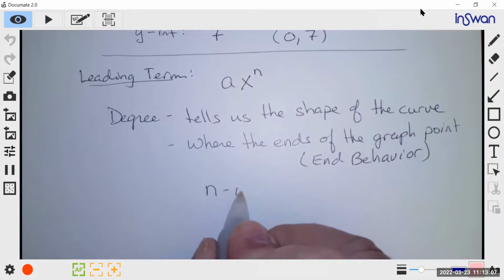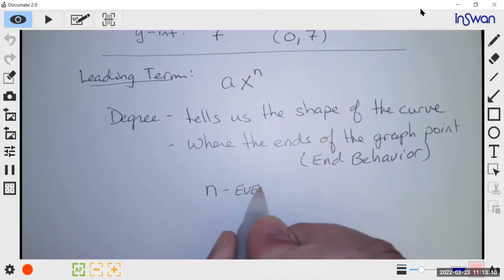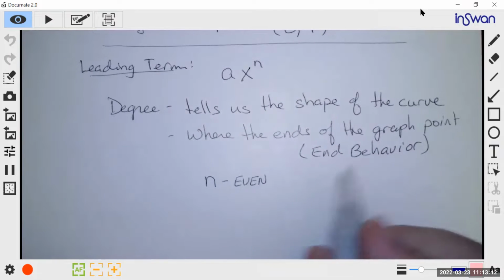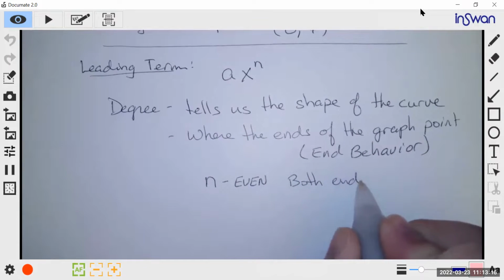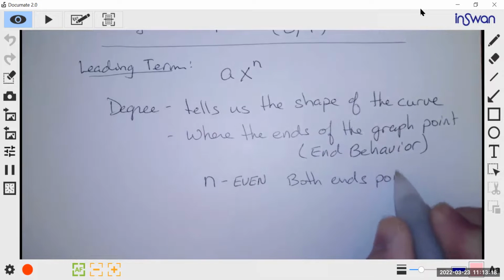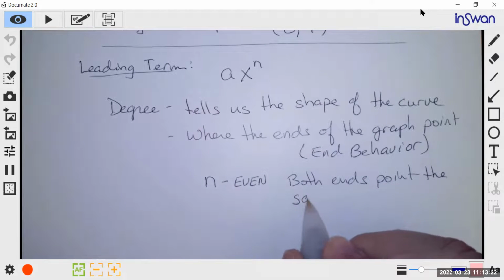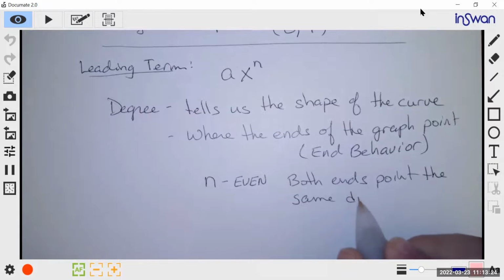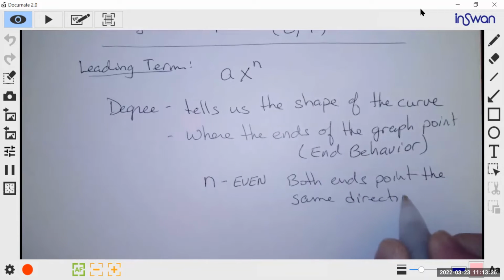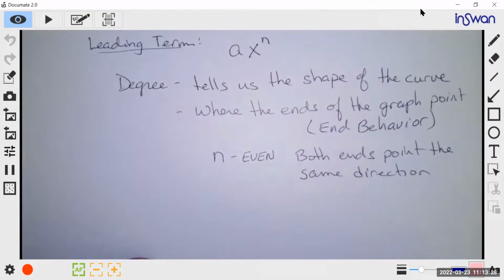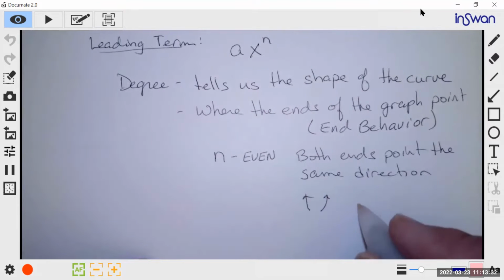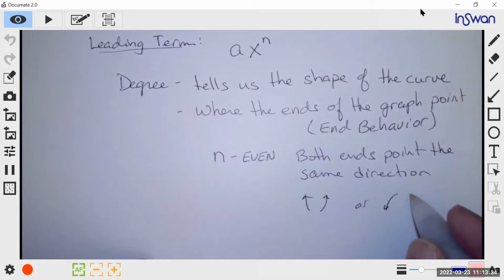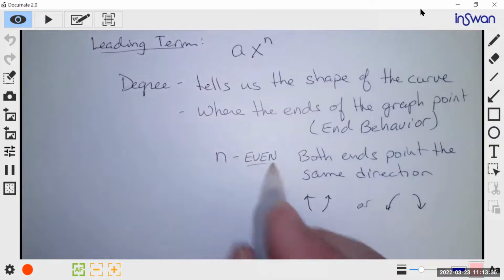If n is even, both ends point the same direction. They are both either going up or they're both going down. If it's even, if the degree is even.